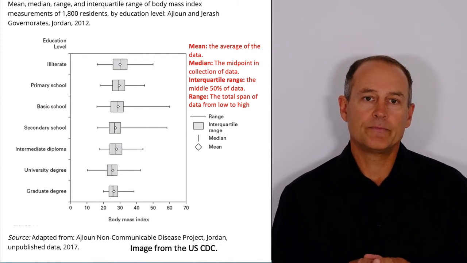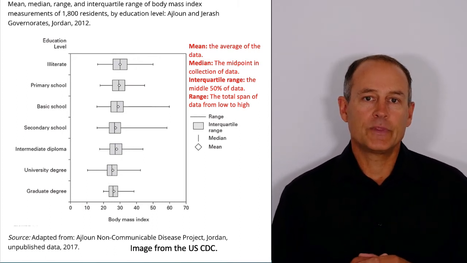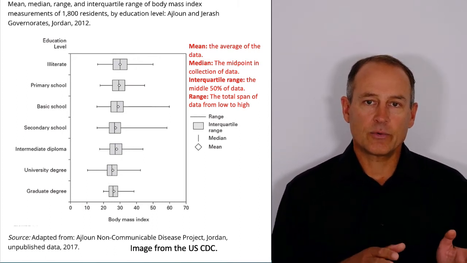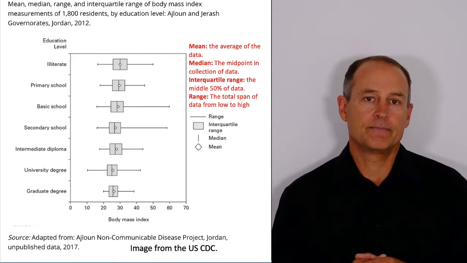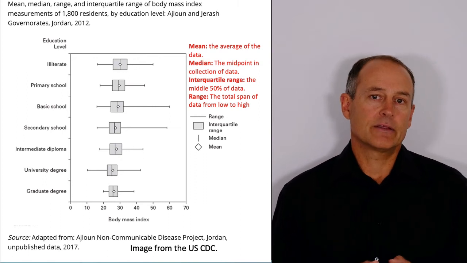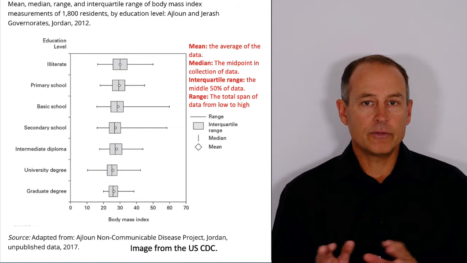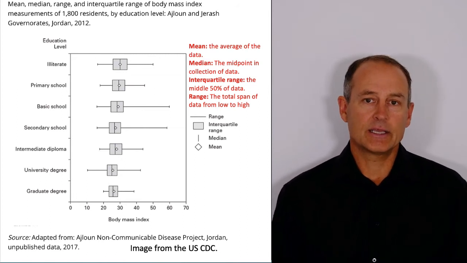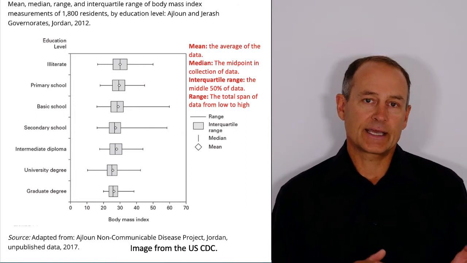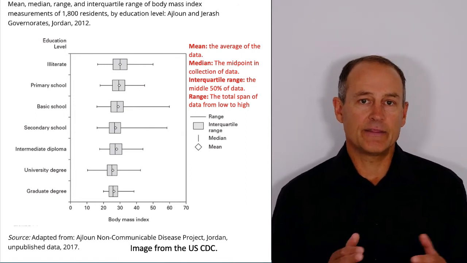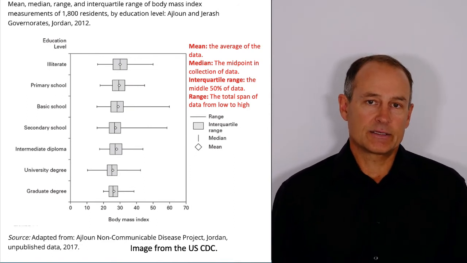Let's start pulling apart a few things on this graph so we can talk about what these data mean. If you look at the graph, we've got two bits of data that we need to look at. The first is education, and that's on the y-axis, plotted against body mass index on the x-axis. These are data that were collected in the country of Jordan in 2012. From the top to the bottom of the y-axis, it goes illiterate, primary or elementary school, basic, secondary, intermediate university degree, and then graduate degree. So more education is at the bottom and less is at the top.